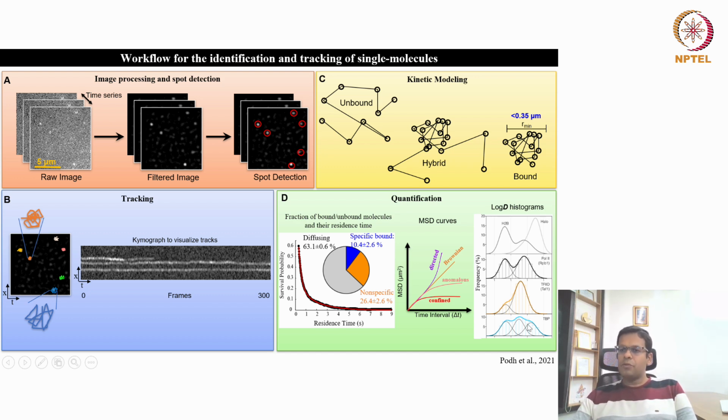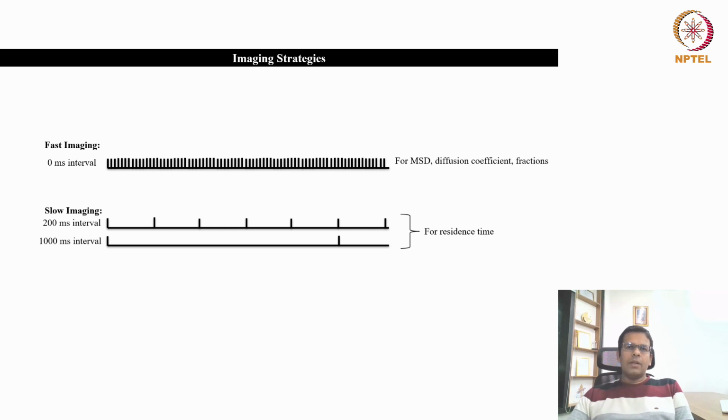2021, where they used single molecule imaging and tracking to track the individual components of the transcription pre-initiation complex. Now coming to the imaging strategies. For single molecule tracking, you have to take time-lapse movies, right? Because you want to capture how the molecules are moving from one frame to the next frame. So what time interval will you keep between the frames?